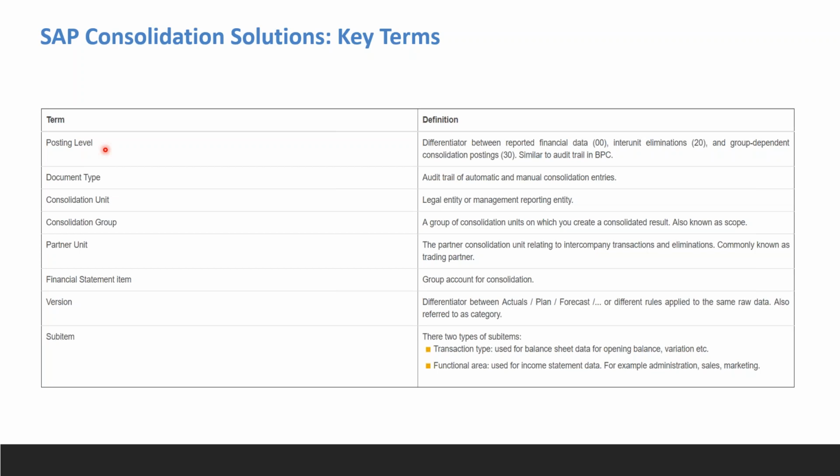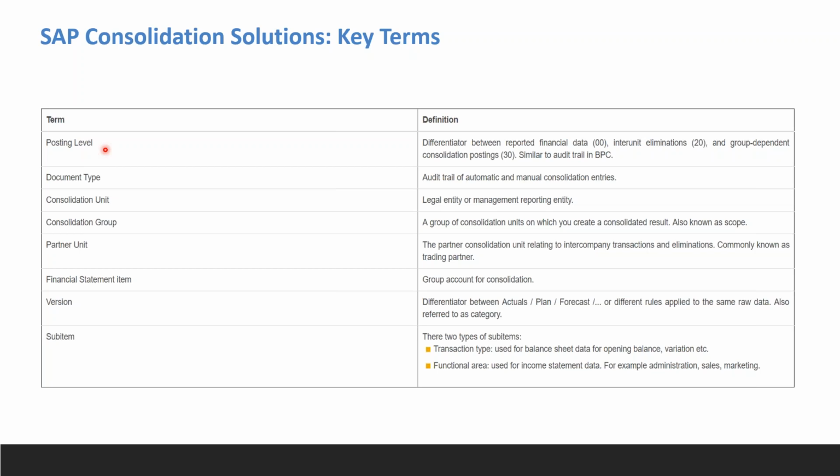In the same way, with the posting level we identify the differences of the transactions. If the data is released from the universal journal to the group reporting table, it will be updated with posting level 00. If it is an inter-unit elimination, it's at 20. And if it is a group reporting consolidation posting, it's at 30. We are using the same concept as the audit trail in BPC. They brought the same solution into group reporting.